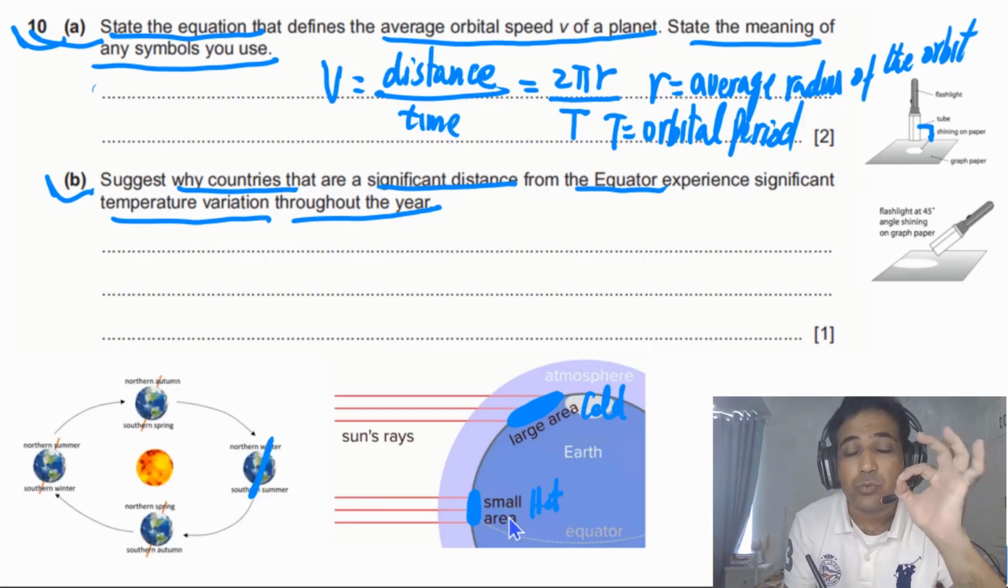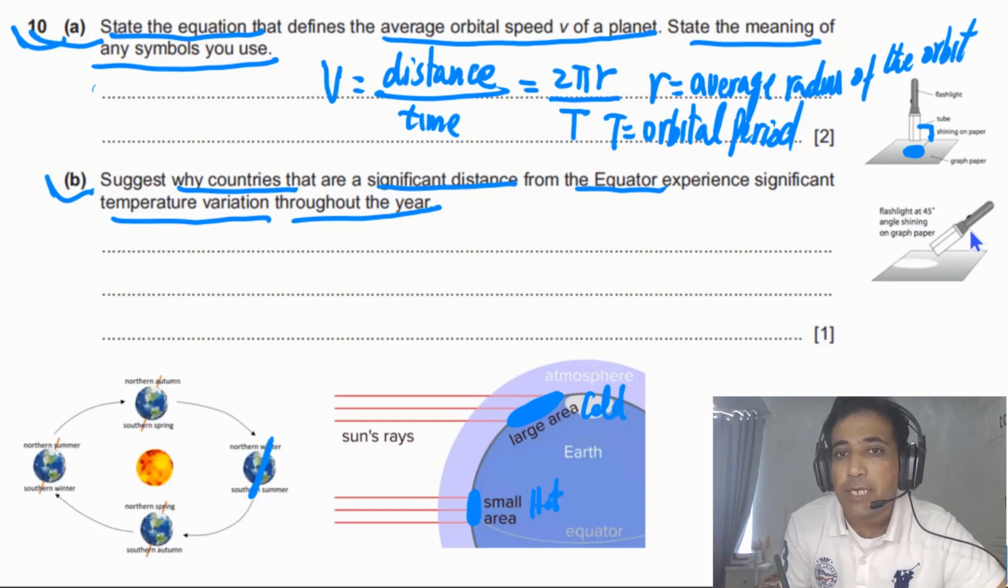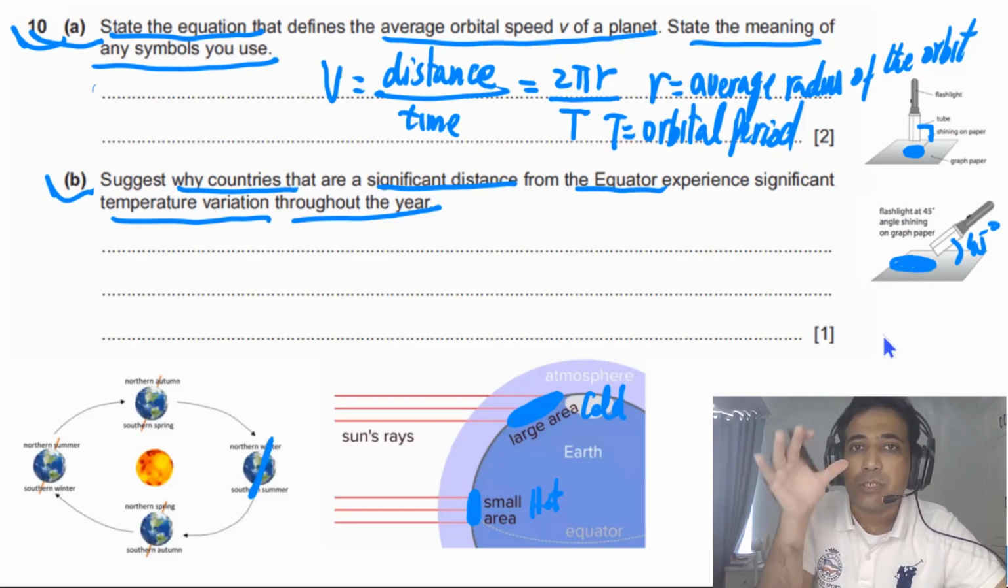But at the equator, throughout the year, the angle is the same, so the change in temperature is very small. You can see this with this demonstration as well. Light will concentrate at this area. If we change the angle of the light, you can do it by yourself. Now this angle is 45 degrees. In this case, you can see the same light spread over a large area. So the intensity of the light will go down, so the temperature will decrease.